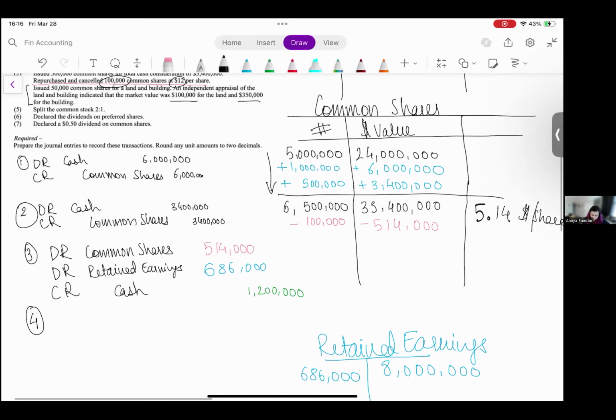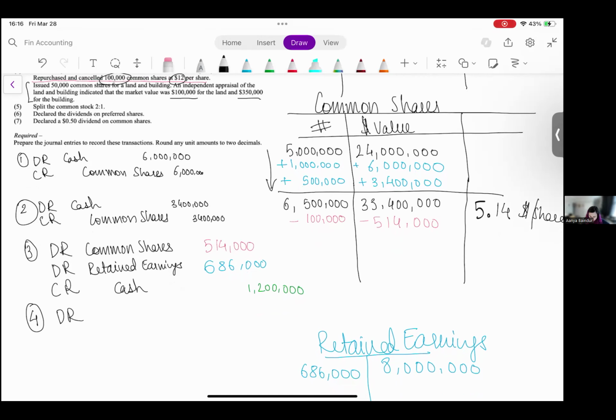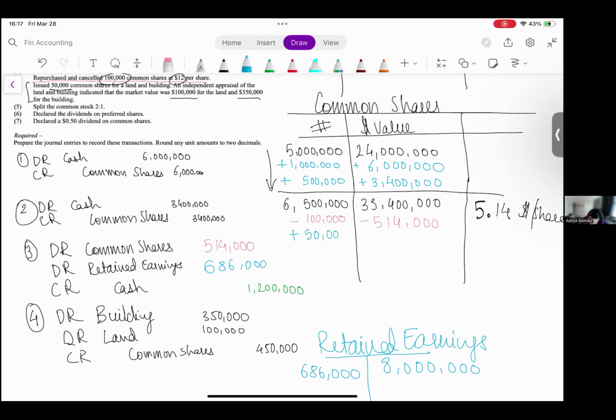So let's record these entries. So that's a debit. So instead of gaining cash, we are gaining a building and we are gaining land, and our credit will be to common shares that we are issuing. Let's see how much the land was worth. The land was worth $100,000. The building was worth $350,000. And you just add up the figures and get 450,000. So let's go ahead and put the shares down here. We are told we've issued 50,000 shares. So plus 50,000. And the value of that is plus 450,000.